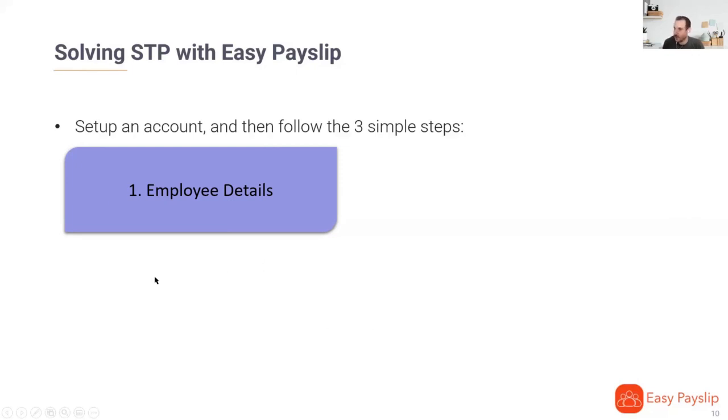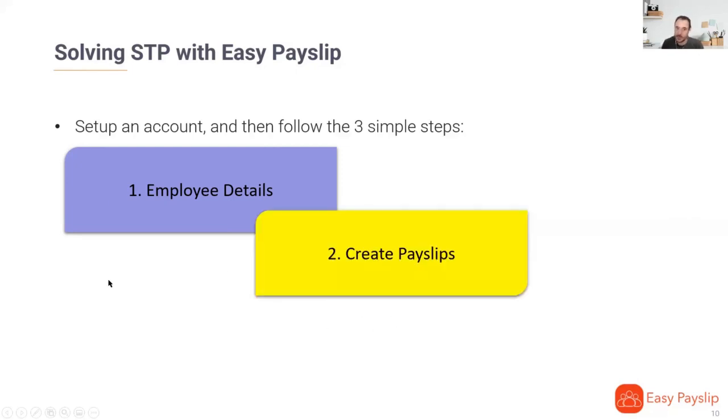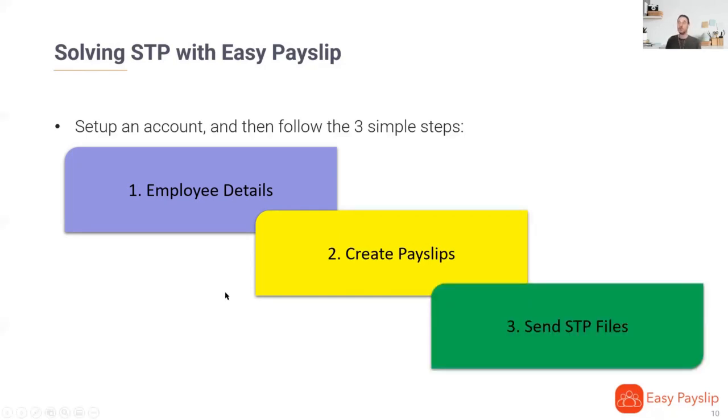When you've set up your employee or employees, the next step is you create your payslips. Once you've created your payslips, the system will automatically create an STP file for you that you go and send with just a couple of buttons. So that is the basic process. The employee details you should only set up once, and then creating payslips and sending STP files, you would do each payday. If you're paying your staff each week or each fortnight, that's when you would do it. Or if you're a closely held payee, you might only be doing this once every 3 months, each quarter.